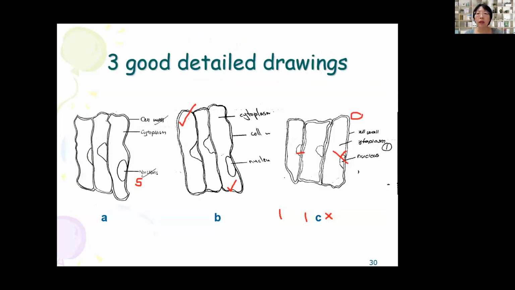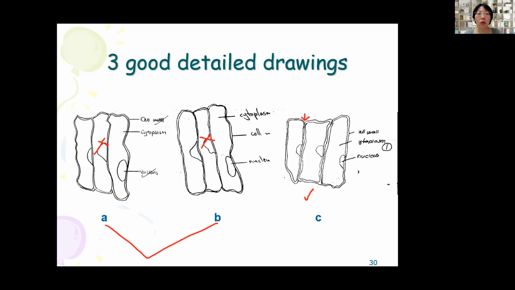So again, these are 3 samples of students' drawing. All of them are quite good, but actually only 1 is correct. Only this one is correct, even though it's not accurate, because you see, this one got middle lamella. The rest of them no middle lamella. So even though the rest of them are quite accurate, I can see that A and B are more accurate than C, but C scored full marks. A and B don't score full marks because no middle lamella.